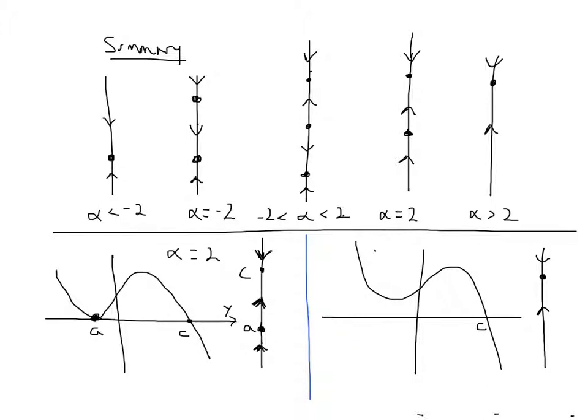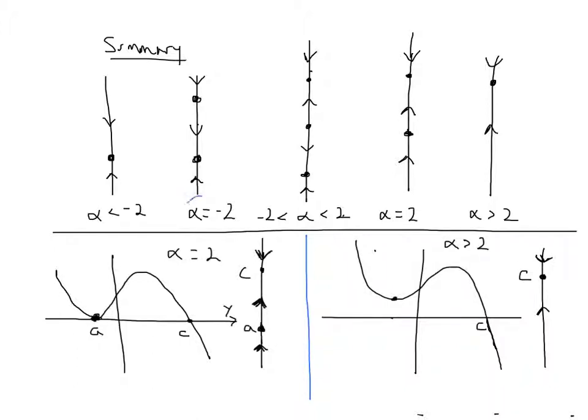In this final picture where alpha is bigger than 2, I've now lifted this local minimum above the y-axis. So my values all through here are positive, positive, positive, all the way until I get to C, which means I would draw positive values here. And this node corresponds to C. And on the other side of C, the values are negative, and so I draw a negative arrow.